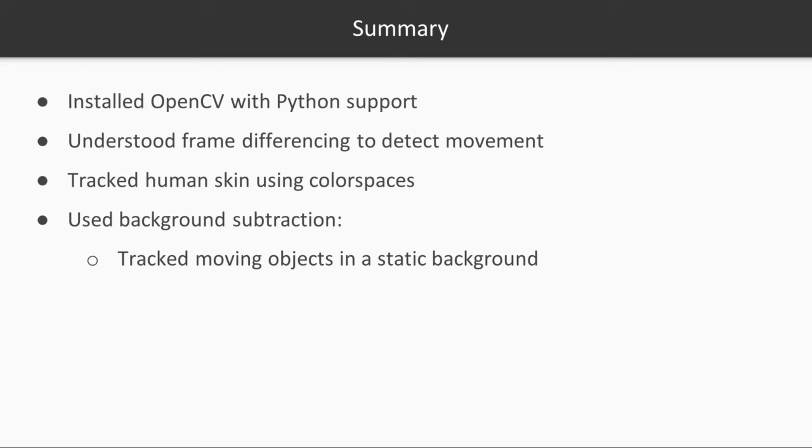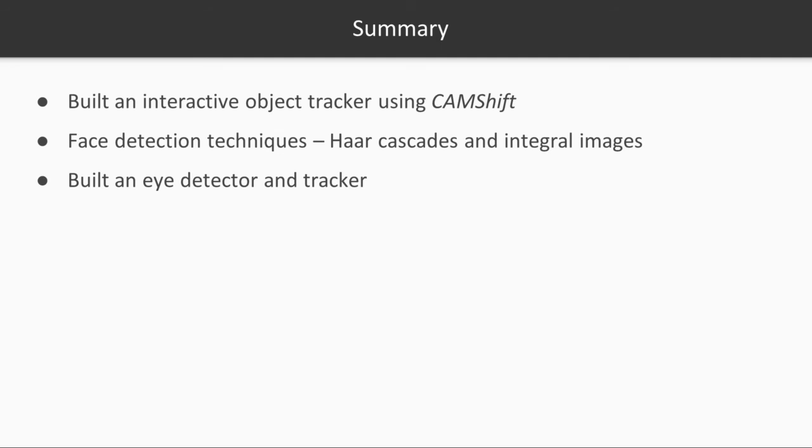In this section we learned about object detection and tracking. We understood how to install OpenCV with Python support on various operating systems. We learned about frame differencing and used it to detect the moving parts in a video. We discussed how to track human skin using color spaces. We talked about background subtraction and how it can be used to track objects in static scenes. We built an interactive object tracker using the CAM-SHIFT algorithm.